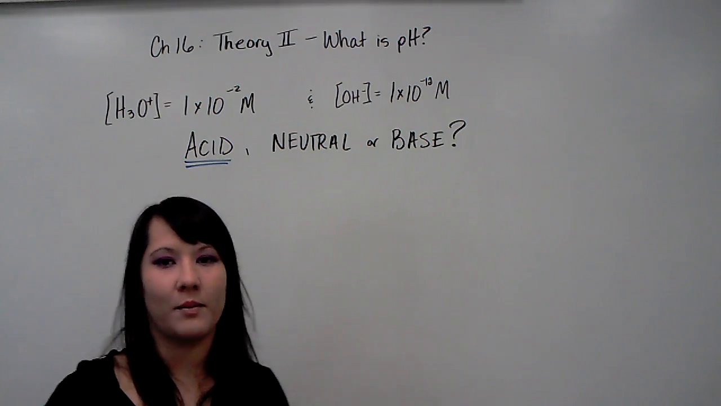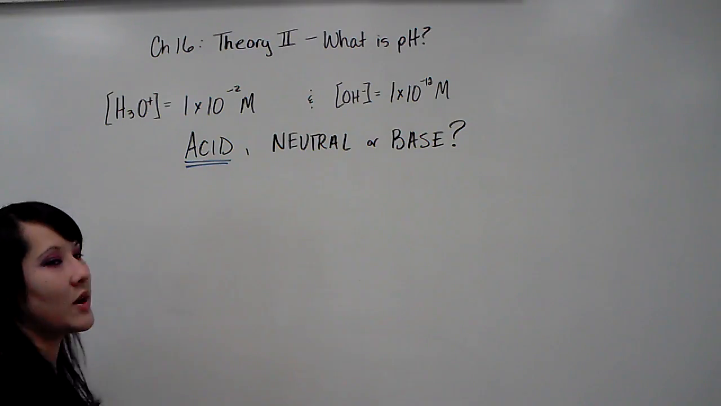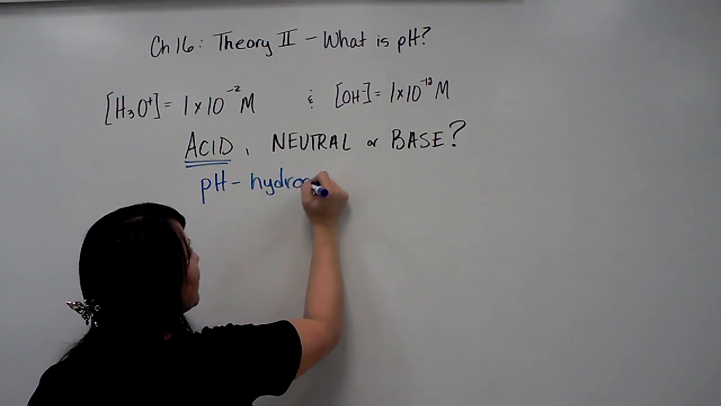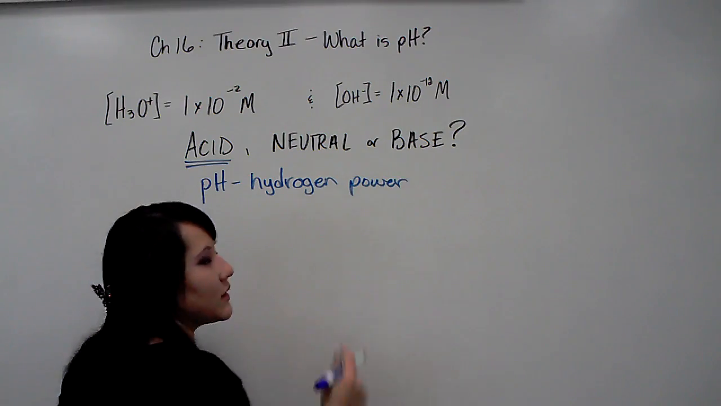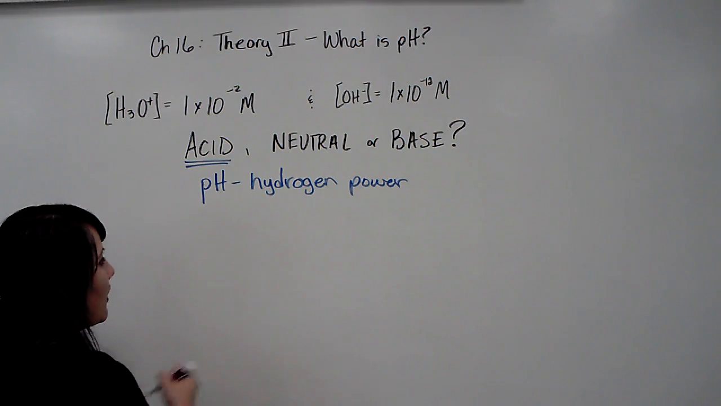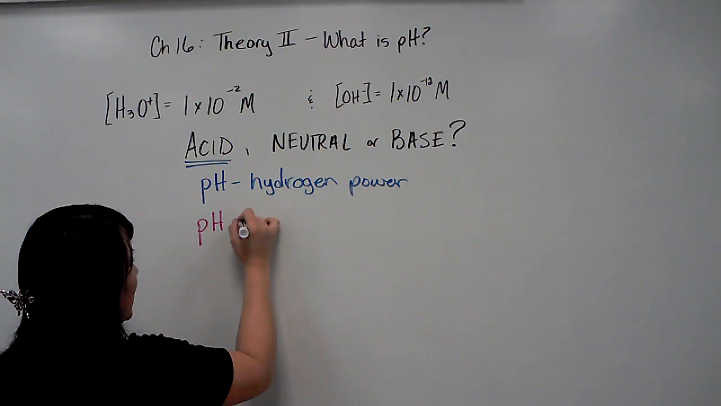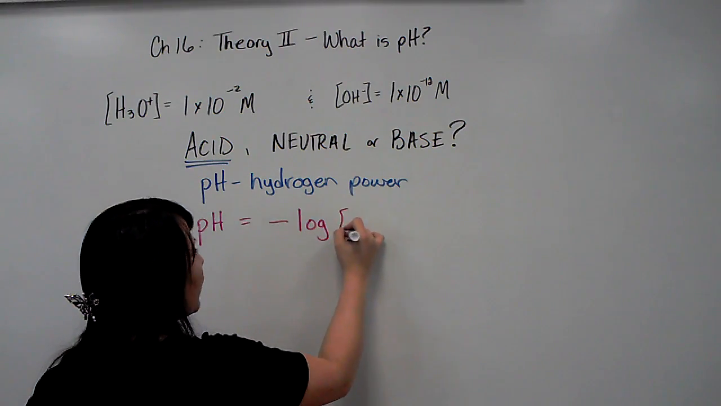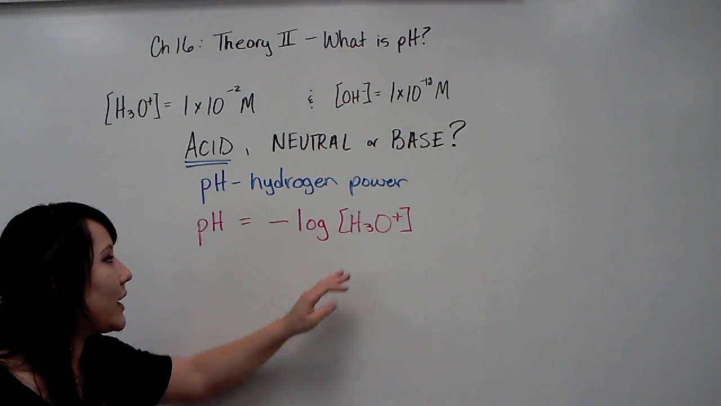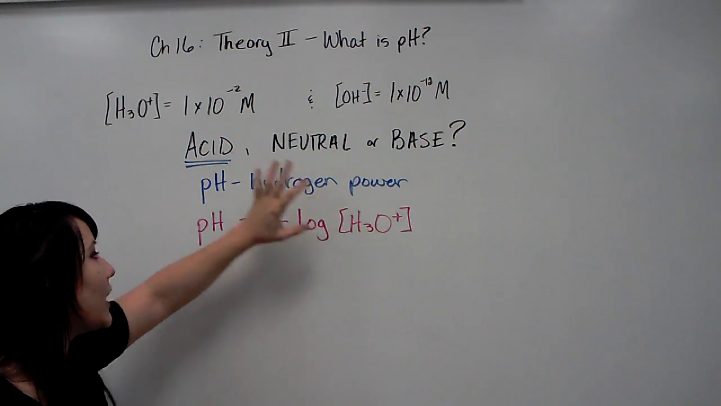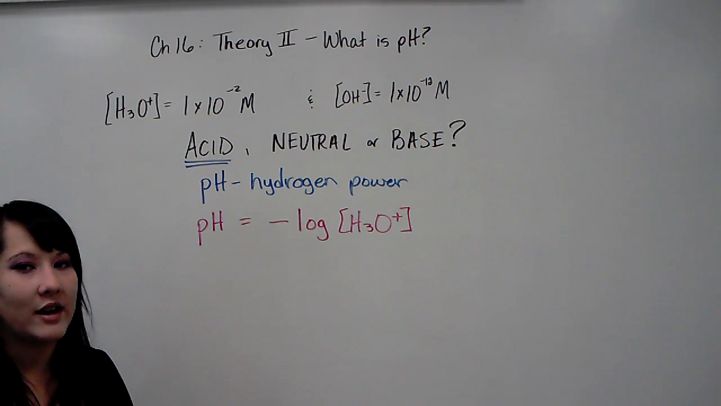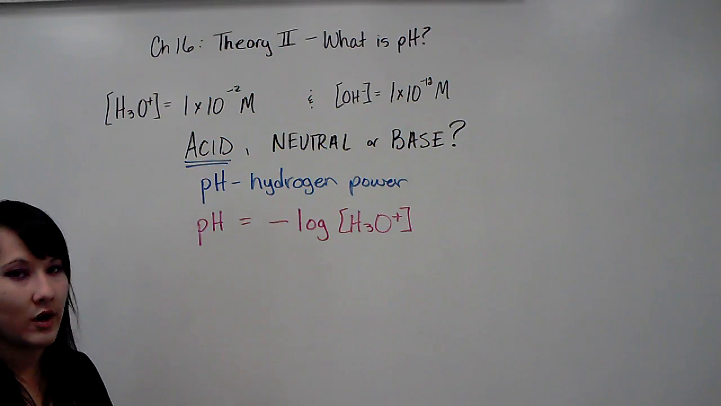So they came up with a scale that is much more user-friendly, known as the pH scale. pH stands for hydrogen power, and it's a scale that represents the amount of hydrogen or hydronium ions present in a solution. The equation for calculating pH is pH equals the negative log of your hydronium concentration. And so knowing how much hydronium is present, you are basically using this equation to convert it to a whole number so that you can base it against this scale, making it easier to decide: do you have an acid, or is it a substance that is neutral, or do you have a base?